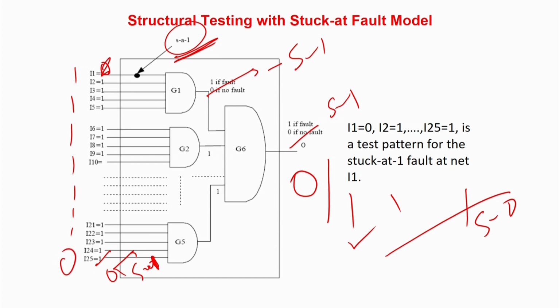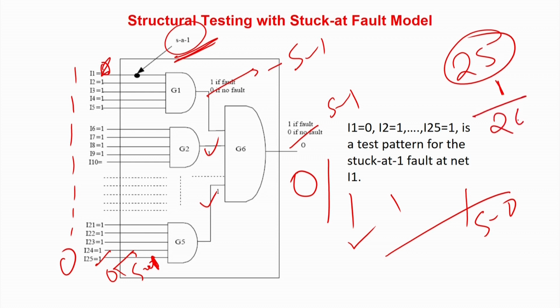So how many patterns will be required? As you can see, you will require 25 patterns, because each pattern will verify that the input line does not have a stuck-at-1 fault. Along with each pattern, we not only test the input faults, but also this fault as I have shown you, and also the stuck-at-1 fault at the output. So 25 plus 1, 26 patterns are actually solving the problem for you.